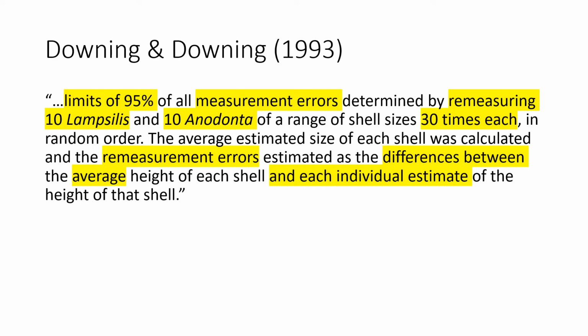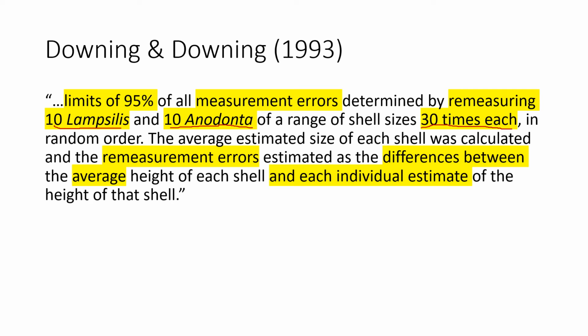And basically they took and remeasured 10 Lampsilis siliquoidea shells and 10 Antodonta, or what we now call Pyganodon shells. And they had the same person measure those 20 museum specimens 30 times. Now, they did them in random order each time. I don't know. I suspect they did it on different days. They might have done them all at once. I can't imagine having the patience to do that all in one sitting. But anyway, what they wound up with was 20 times 30, which is 600 individual measurements.